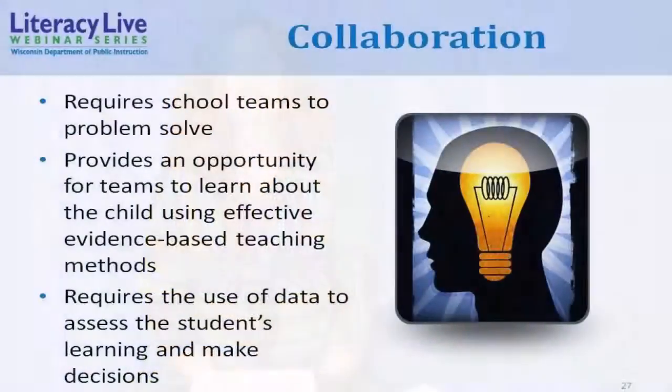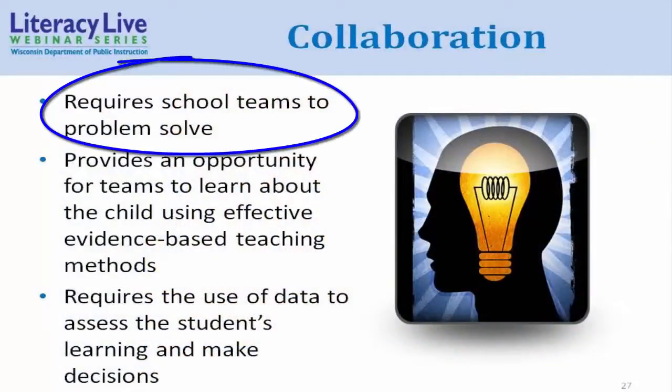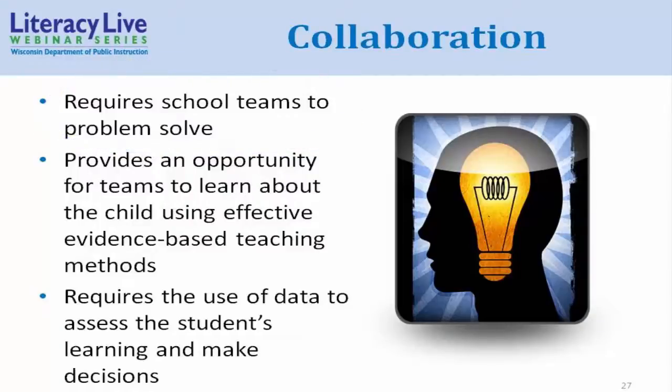So collaboration requires school teams to problem solve. It's not an easy decision to make, as we talked about before, and sometimes you may have conflicting pieces of data, and so you really need to be able to rely on your relationships and collaboration processes in order to problem solve around some of the potential issues that may arise during the eligibility decision-making process.